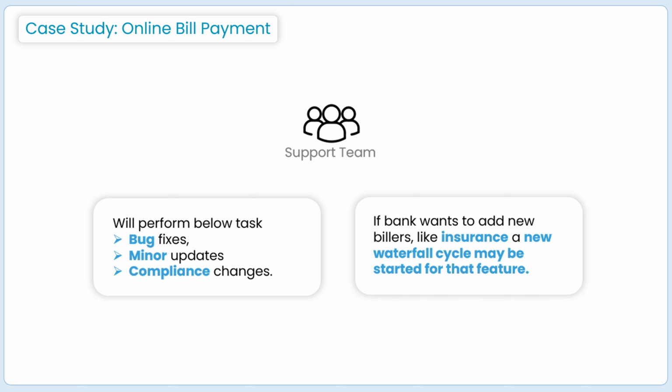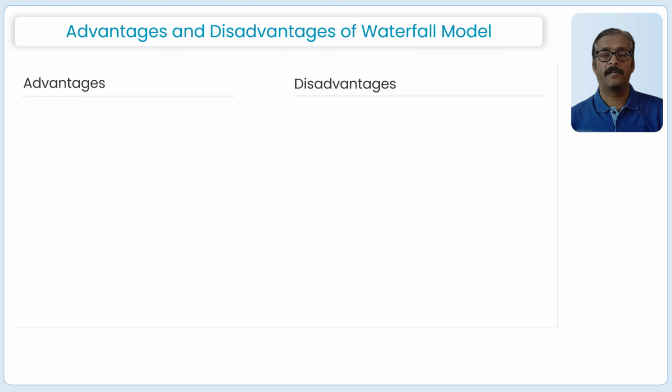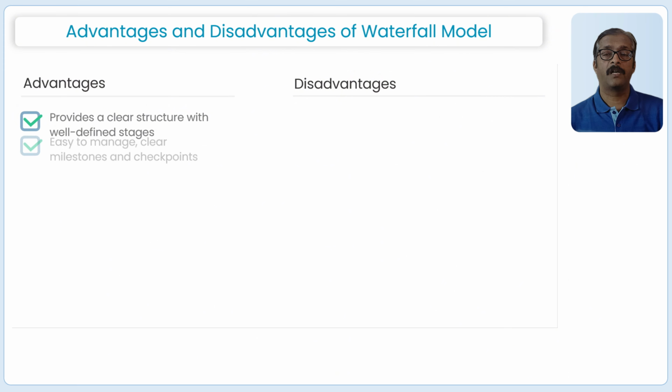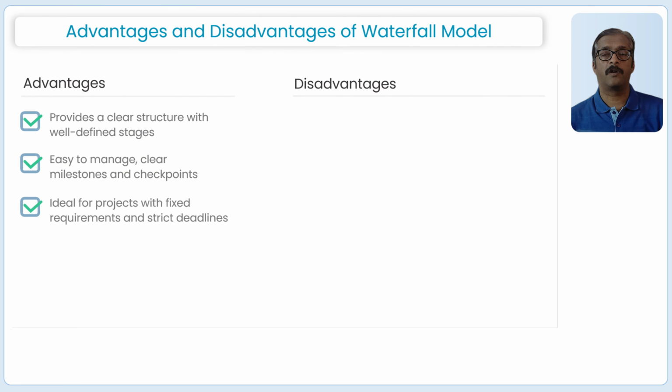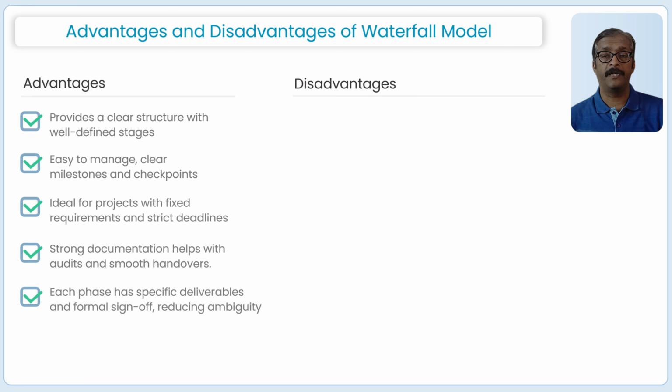So in this bill payment system project, we see how the SDLC process is used to build the end-to-end system. Let's look at the advantages and disadvantages. Advantages: provides a clear structure with well-defined stages. Easy to manage, with clear milestones and checkpoints. Ideal for projects with fixed requirements and strict deadlines. Strong documentation helps with audit and smooth handover. Each phase has specific deliverables and formal sign-off, reducing ambiguity.